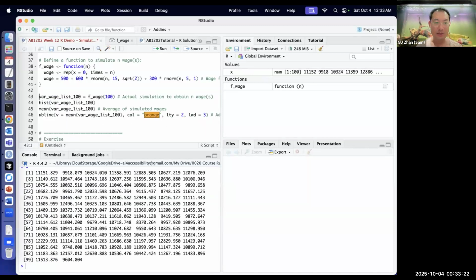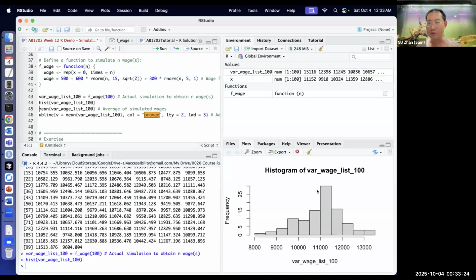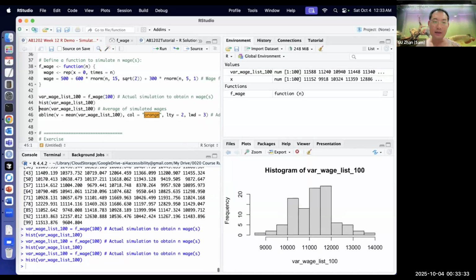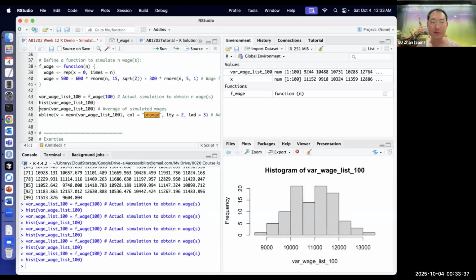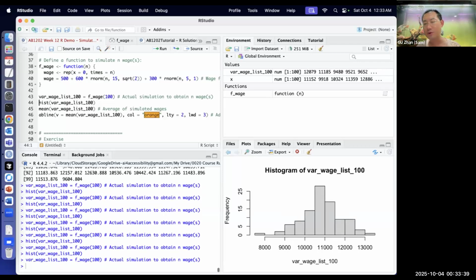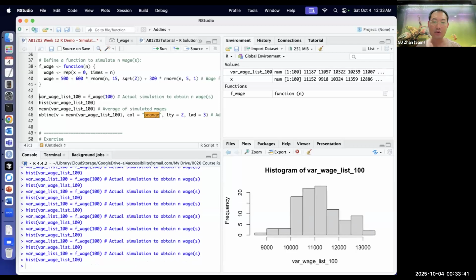Then actual simulation, then let's view the histogram. So this is the histogram for these 100 wages. If you run it again, then you will see a different histogram because we do not fix the seed value. So each time they will actually do some real random drawing.